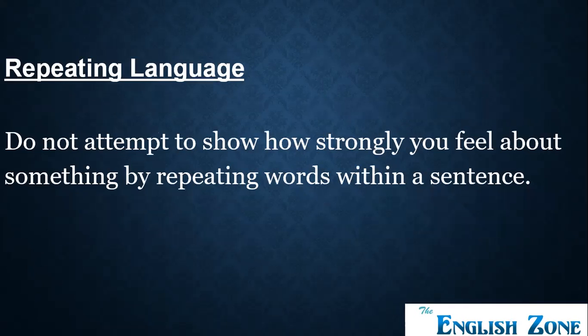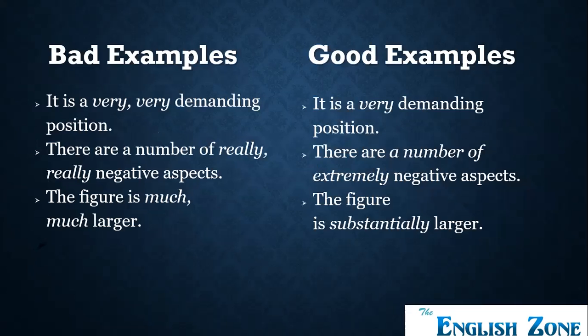In case we strongly agree or strongly disagree with something, we don't have to highlight it or repeat it so many times in a single sentence. For example, instead of "it's a very, very demanding position," it would be better to say, "It's a very demanding position."